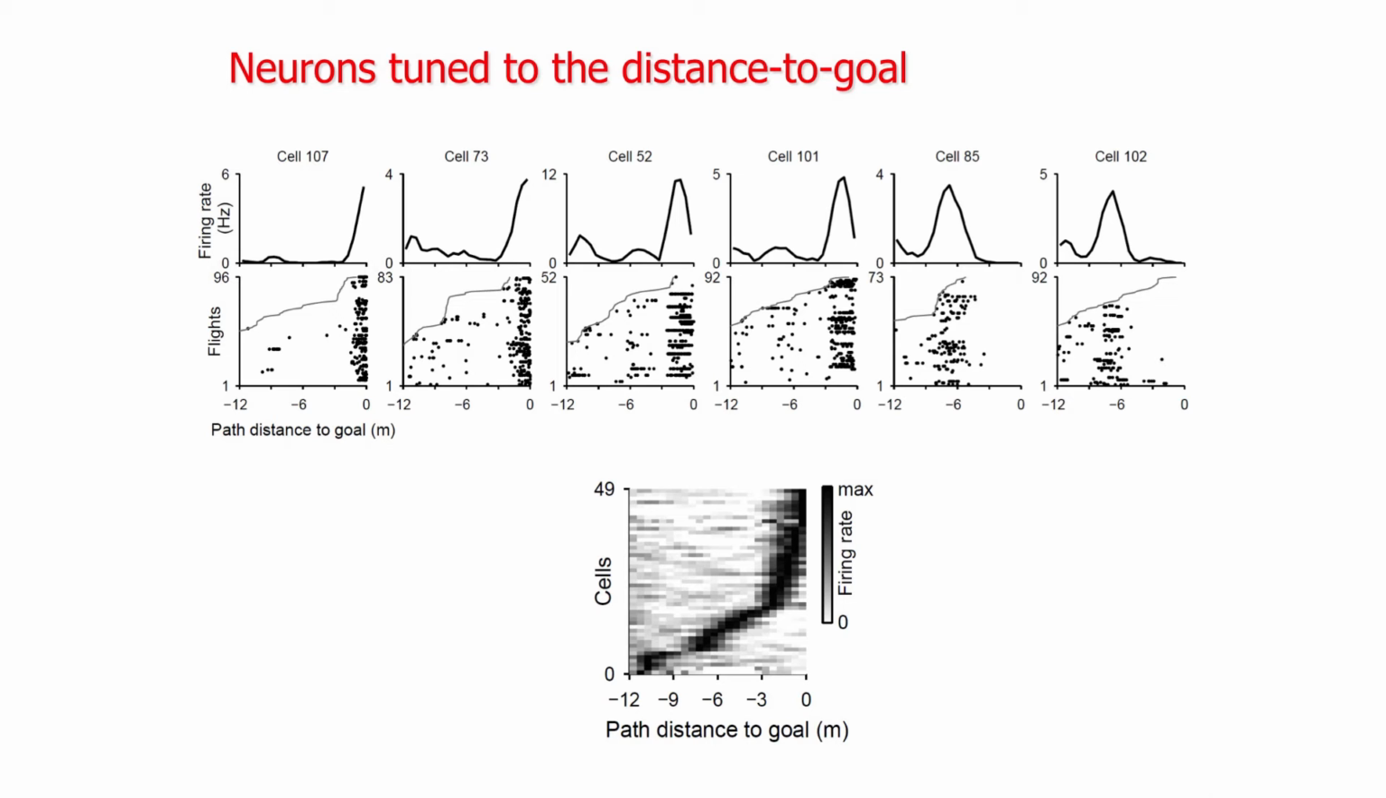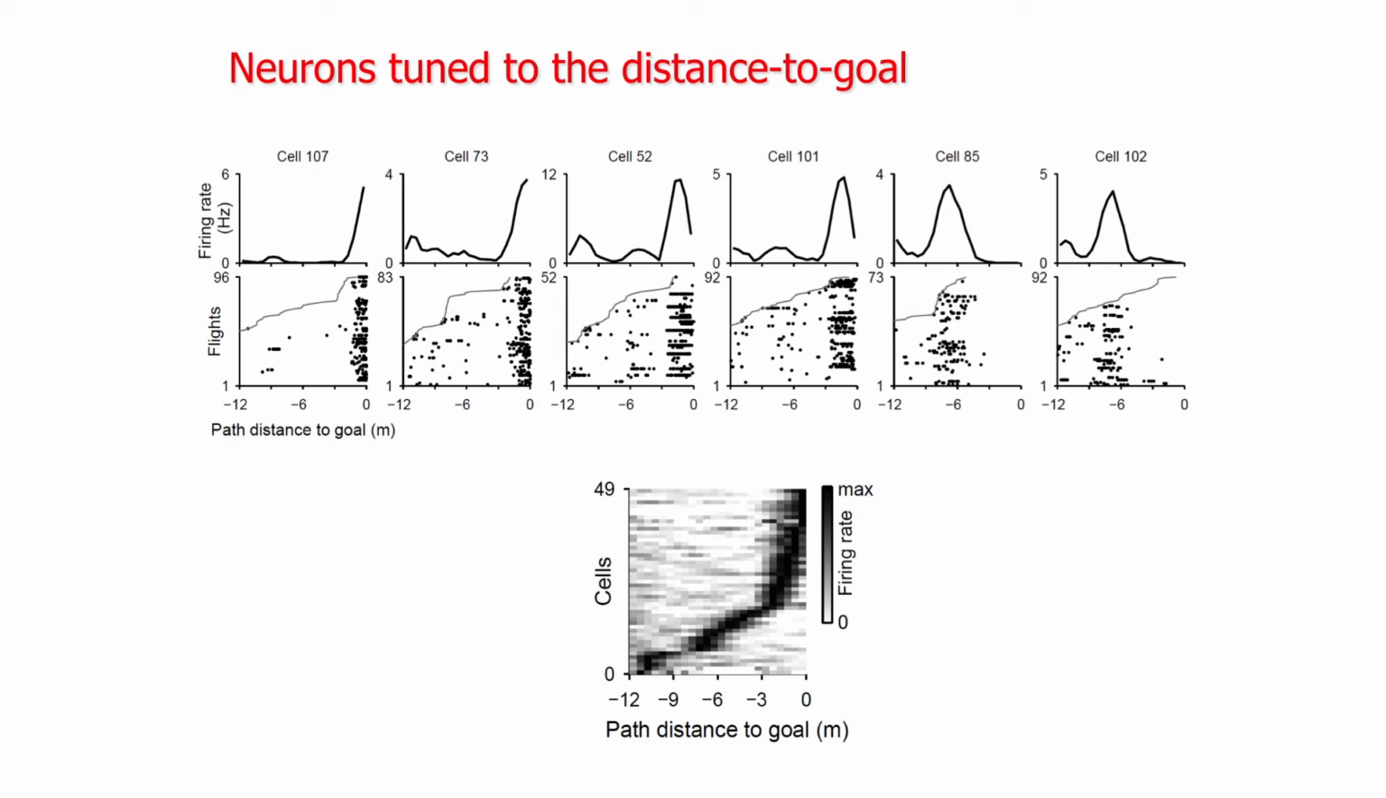So this seems to be encoding the distance, the path distance towards the goal, and this shows the distribution of preferred distance, the distribution of the distance tuning curves in these neurons. So you see there's clearly a lot of neurons tuned to short distances, less than 3 meters, but there's also about 40% of the neurons, the ones below this line, that are tuned to distances 3 meters and above away from the goal, similar to the neurons on the right.